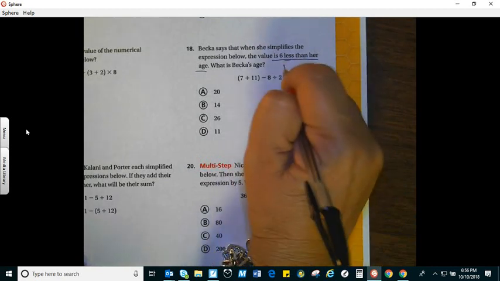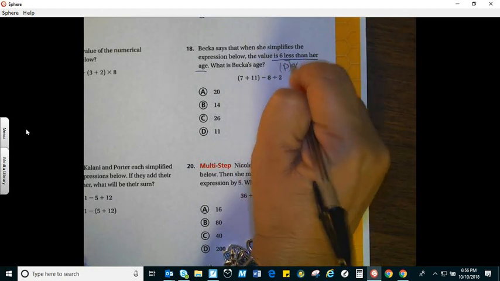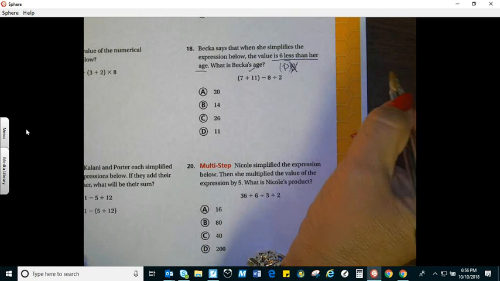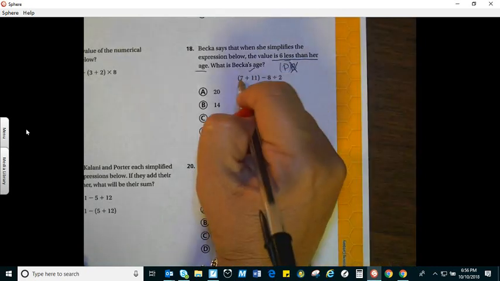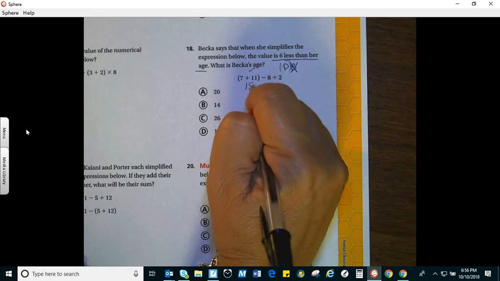I have parentheses and brackets. There are parentheses, so I'm going to eliminate the brackets because I have parentheses. I have to do everything in the parentheses first. So 7 plus 11 is 18.